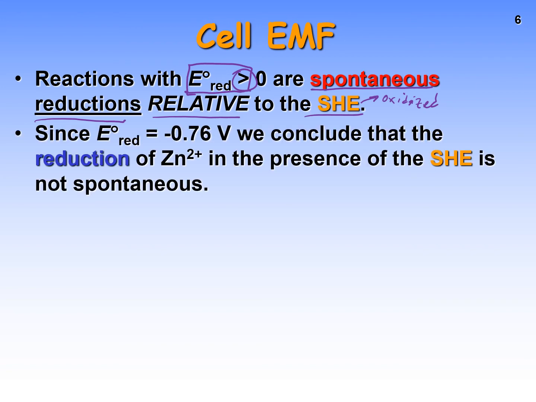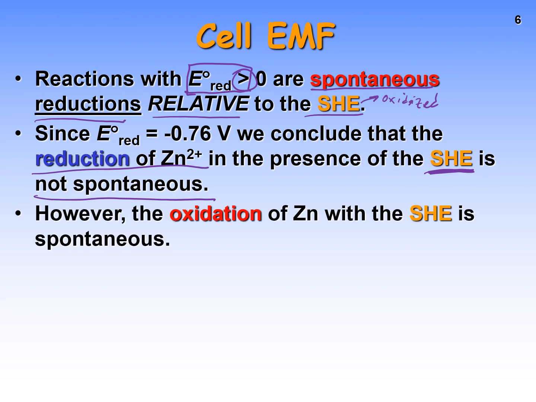Whereas if E naught reduction is less, then the reduction of zinc 2 plus versus the oxidation of the SHE is not spontaneous, because we'll get a negative E naught cell. However, the oxidation of zinc is going to be spontaneous with the SHE. Basically, if you think about this, we have two equations here.